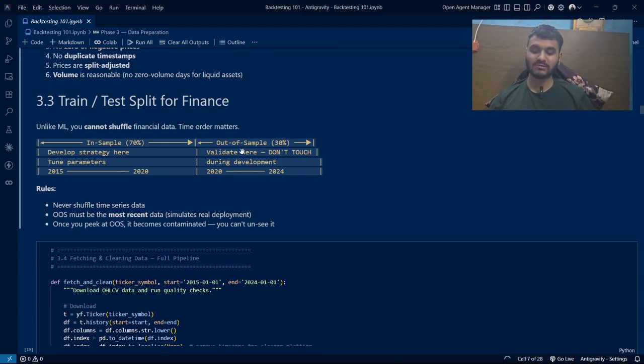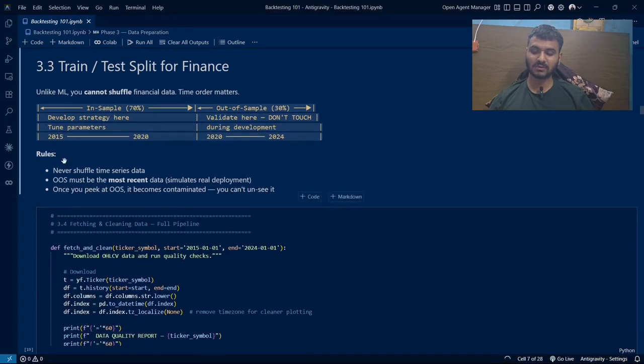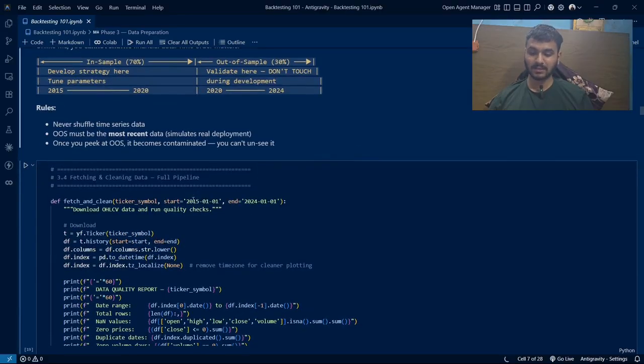Rules: never shuffle time series data. Out-of-sample must be the most recent data. It simulates real deployment. Once you peek at out-of-sample data, it becomes contaminated. You can't unsee it, right?